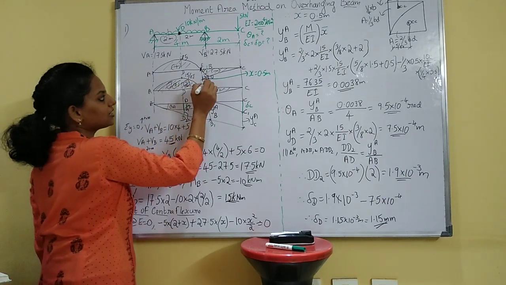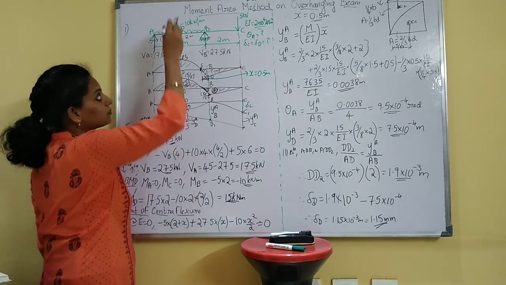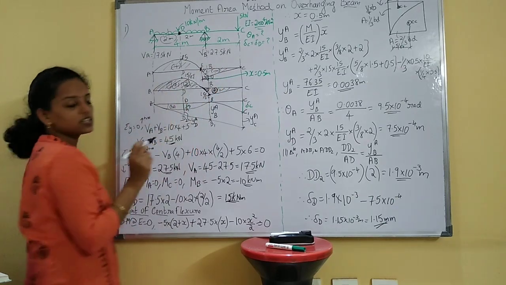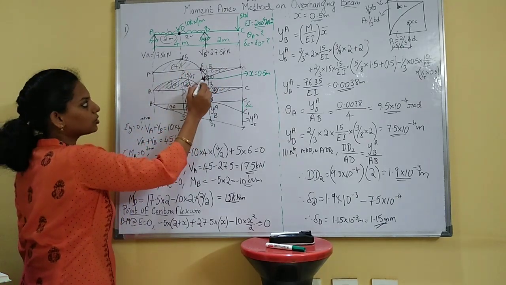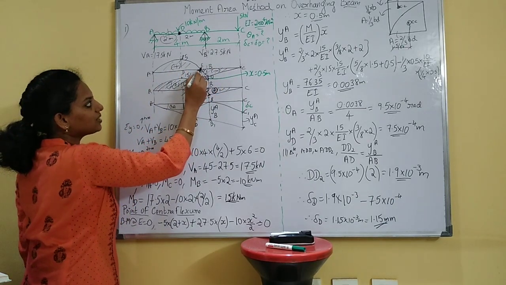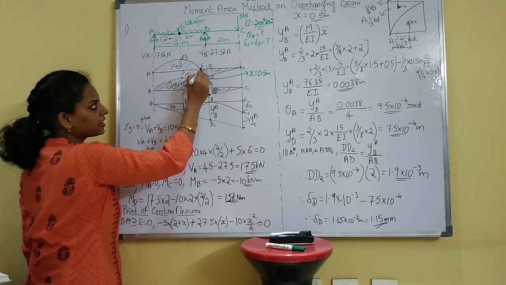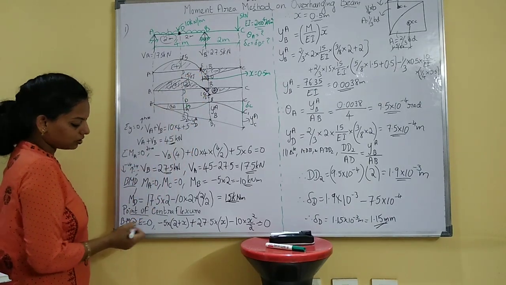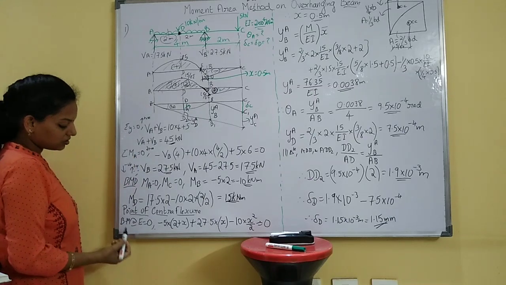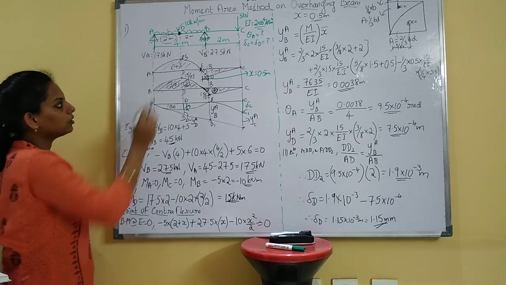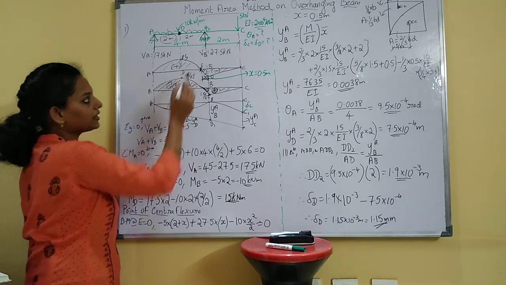To find out the distance, if it is a point load and all, we can find it by using similar triangles. Here it is parabolic, so just consider the bending moment at this point. Wherever it cuts, that point is equal to 0. So mark it as E. So bending moment at E equal to 0. Find out the bending moment at E.